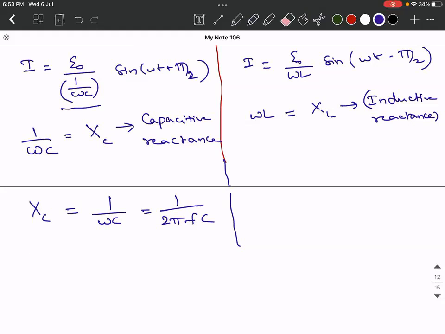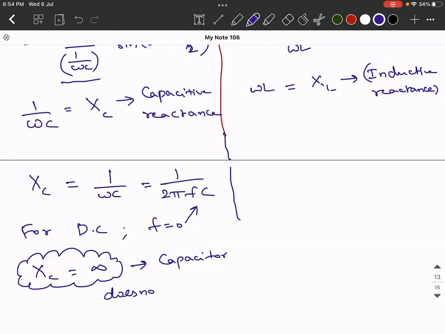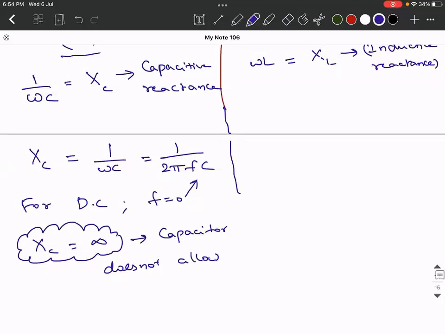For DC, f is 0. For direct current, frequency is 0. Yes, it doesn't change its direction generally. I'm not talking about fluctuating DC, I'm talking about the DC current. So then Xc will become infinite. So what is the meaning of this? It means the capacitor does not allow DC to pass through it. The capacitor does not conduct direct current through itself.